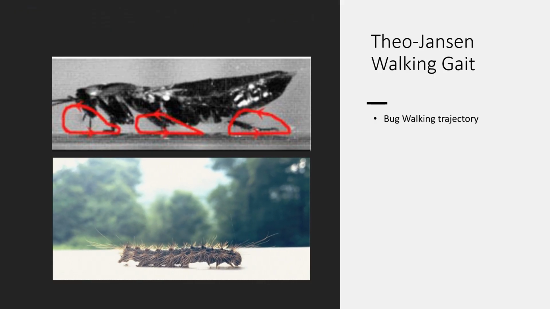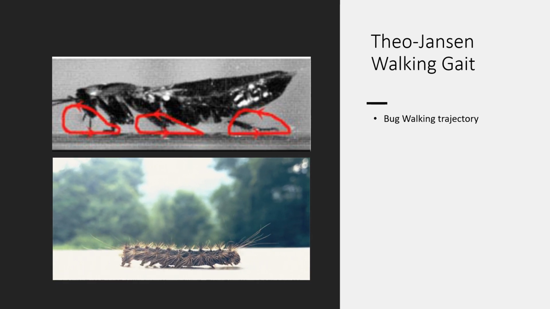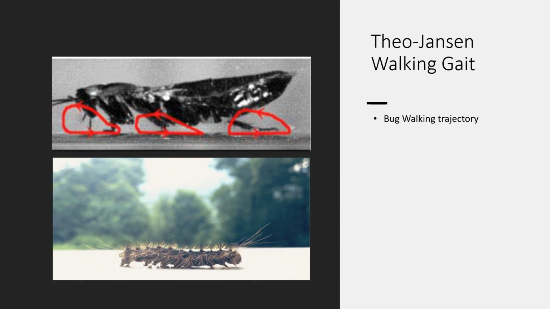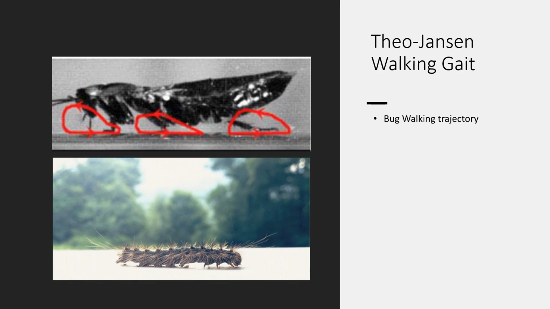Let's observe how a bug walks. As you can see from the red outline, a bug has a walking path trajectory. A Theo Jansen walking gait follows that same trajectory and is what we want our robot's leg path to follow as well.